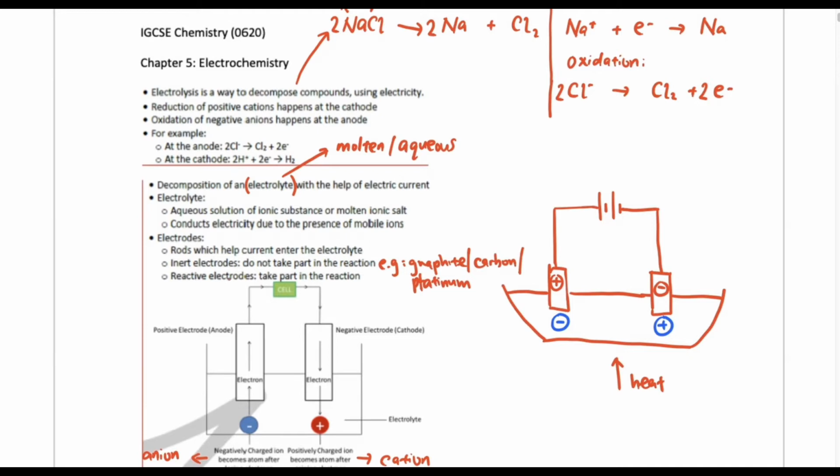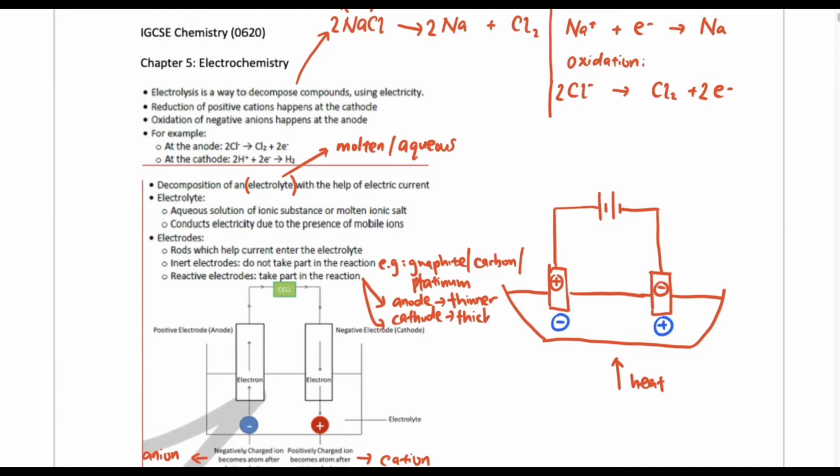Okay, so reactive electrodes take part in the reactions. If they take part in the reaction, normally you should expect something like this, where the anode will become thinner because they take part in the reaction. Some of the substance in the anode has been used up, and then it becomes thinner. Whereas the cathode will become thicker.